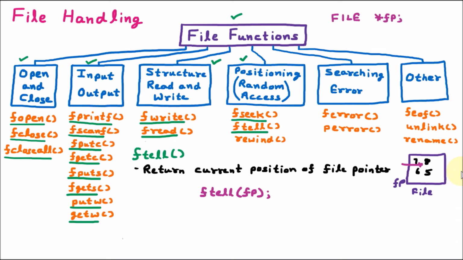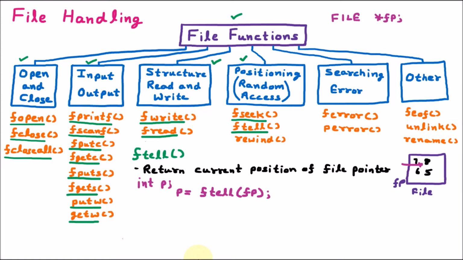It returns an integer value. That means it tells where that position is. So for that we need an integer variable. Let's say the integer variable is int p, for the position. So inside p we write p = ftell(fp). So it will tell the current position of the file pointer. It will give that location to p.